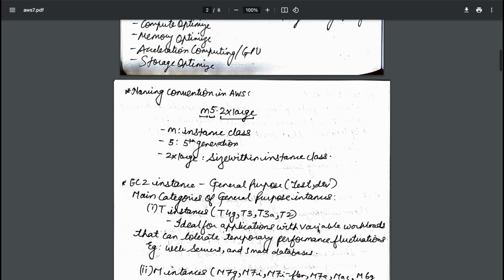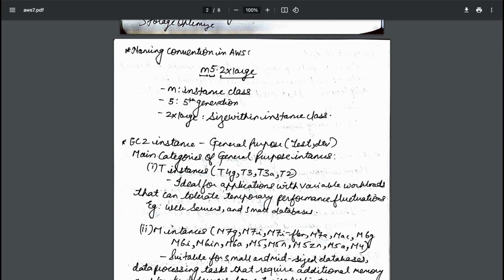And before proceeding forward with general purpose, I would like to first throw some light on the naming convention, right? In the previous video, we launched an EC2 server with the T2 micro instance type, right? So how does that naming convention work? Let us break it down. Let's take an example of M5 2xlarge, right?